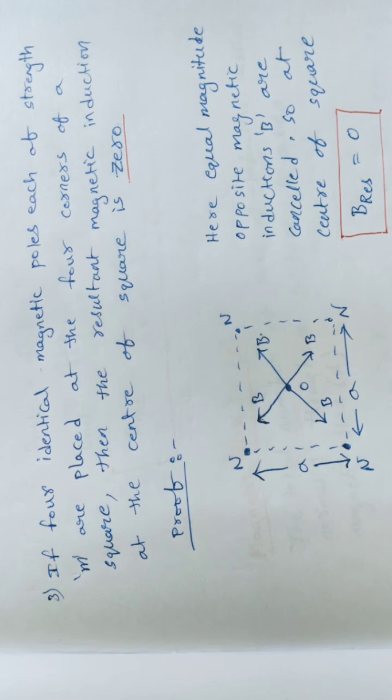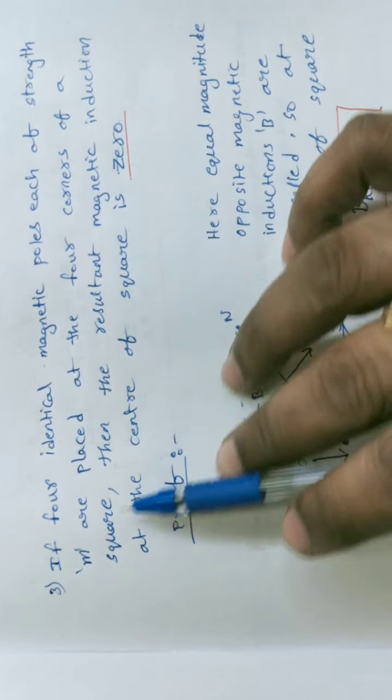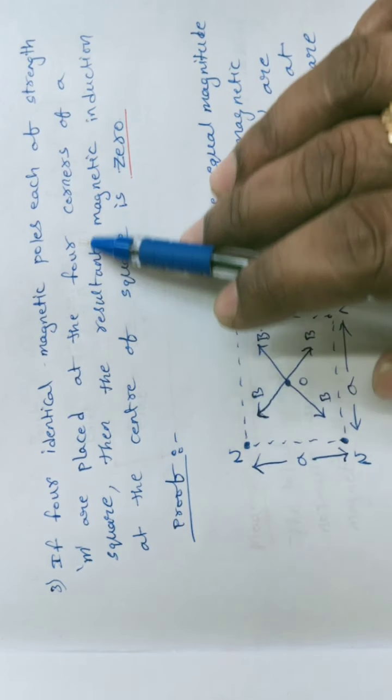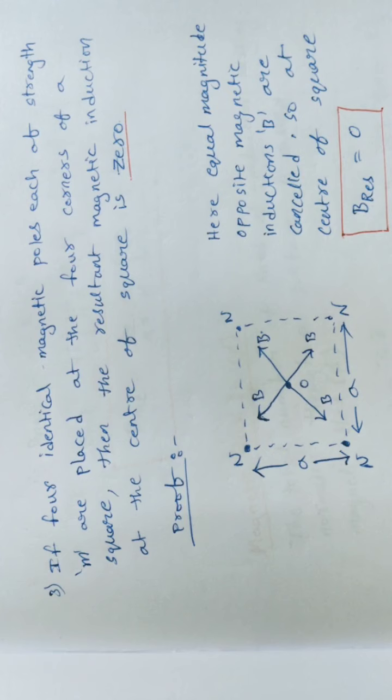So students, this is the third case for you. How we are getting this case, observe carefully. If four identical magnetic poles, each of strength small m, are placed at the four corners of a square, then the resultant magnetic induction at the center of the square is 0. How we are getting that, we will think about it.